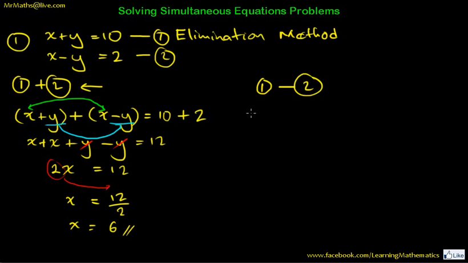So what happens? Now, the left hand side of equation 1 is x plus y, and then you minus the left hand side of equation 2, which is x minus y, which is equal to the right hand side of equation 1, 10, minus the right hand side of equation 2, which is 2. Okay, now let's go and solve this. x minus x.